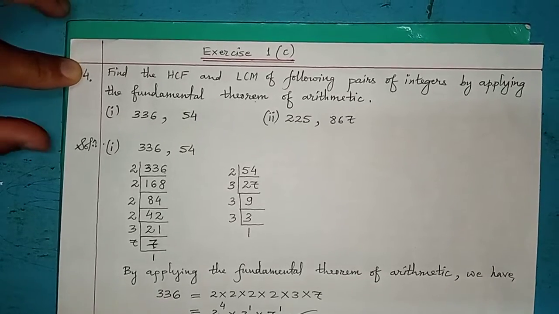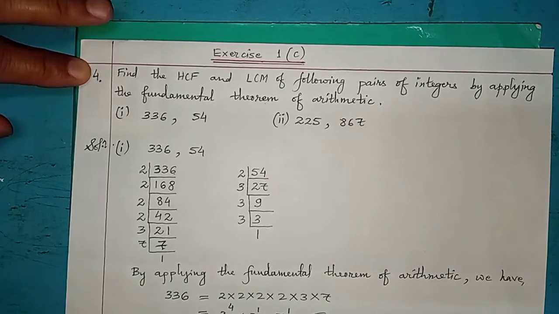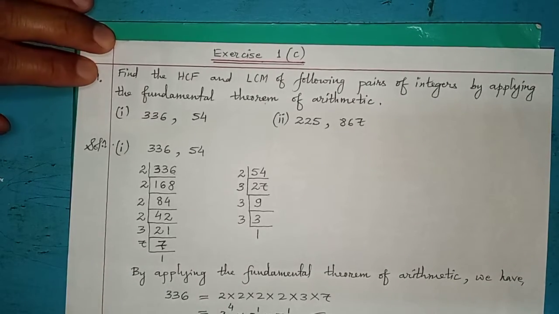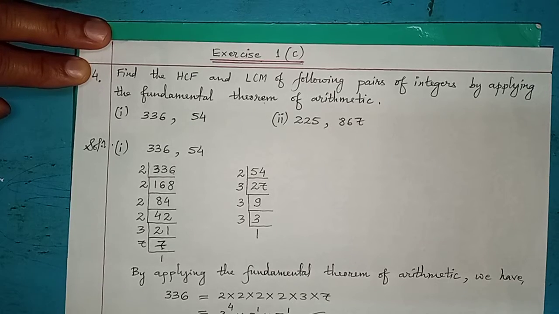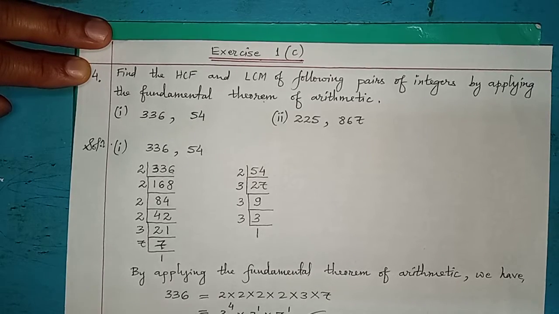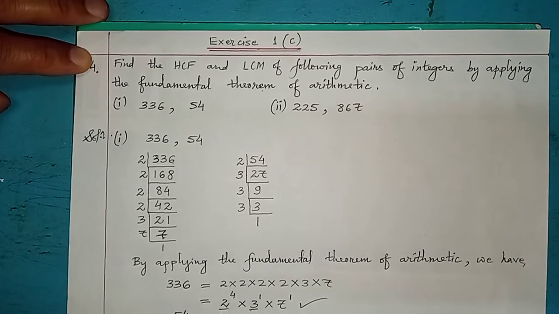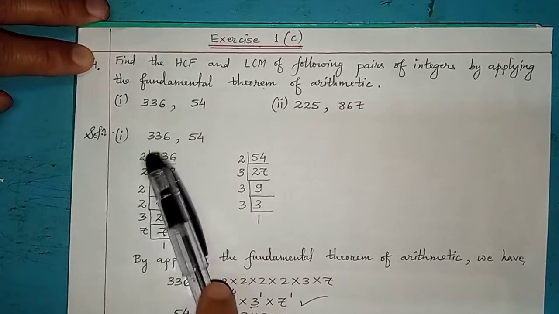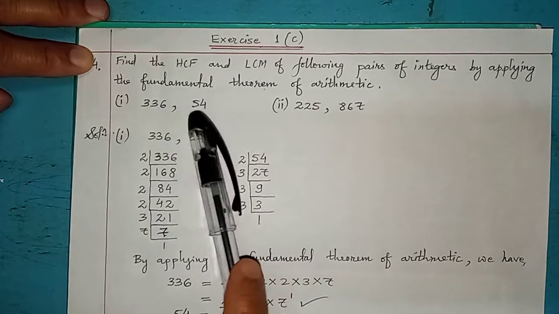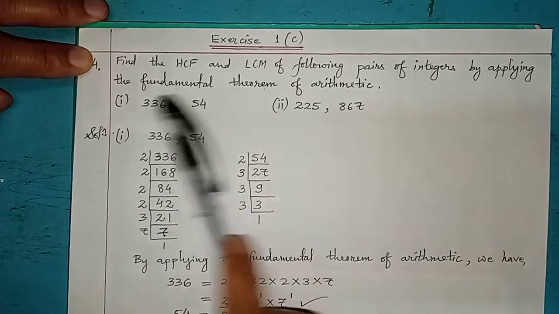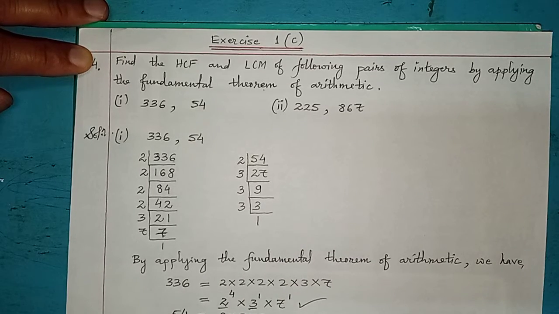So hello students, this is the 14th video. I'm going to continue with question number 4 from exercise 1C. In the 13th video, I explained the process and steps involved in solving question number 4.1, where I showed you how to find HCF and LCM of these two given positive integers by applying the fundamental theorem of arithmetic. So we have done 4.1.